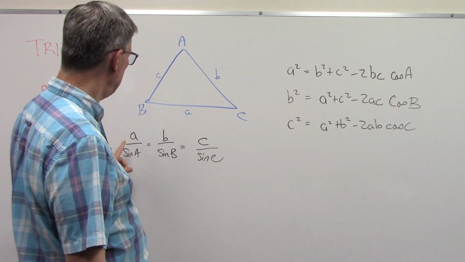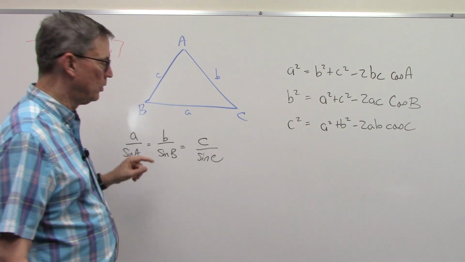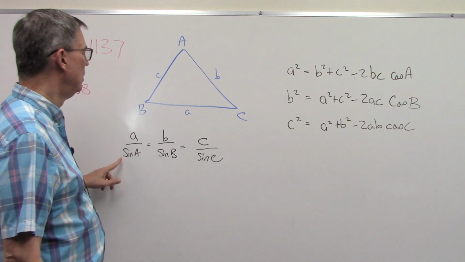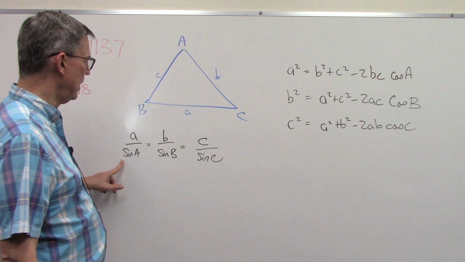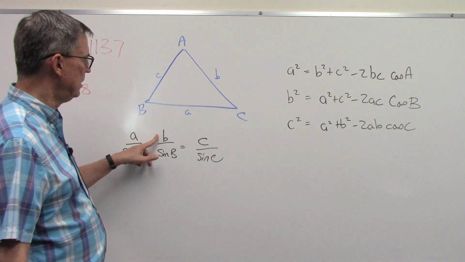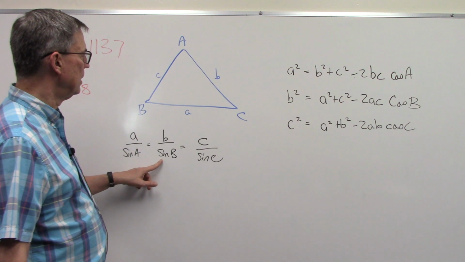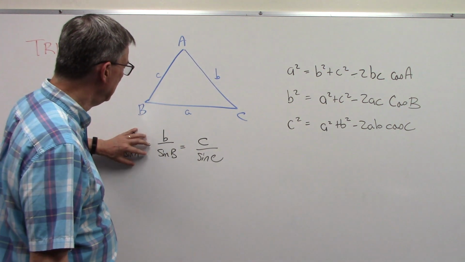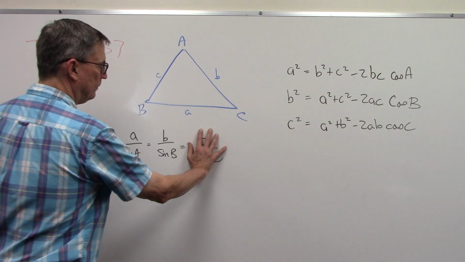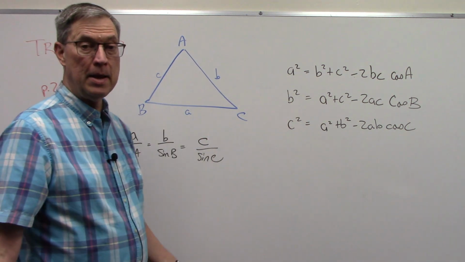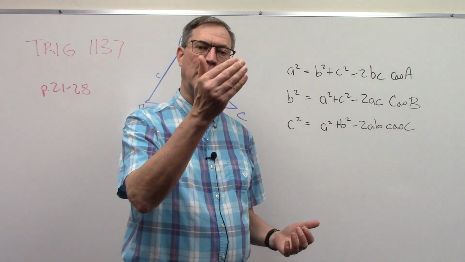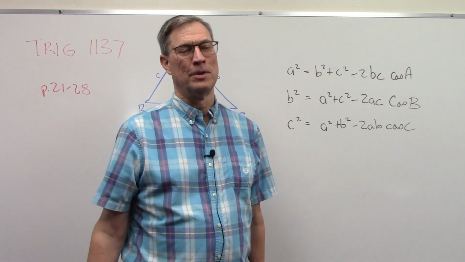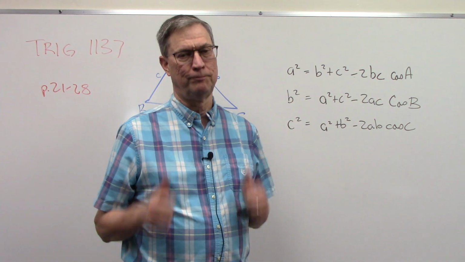But when that's the case, then we can set up a ratio and say that the length of side A is to the sine of angle A as the length of side B is to the sine of angle B, and the length of C is to the sine of angle C. So you can use any two of these and just set up a ratio. Cross multiply, divide by the other corner, just like we've done all the way through math. Cross multiply, divide, solve, and you're good.